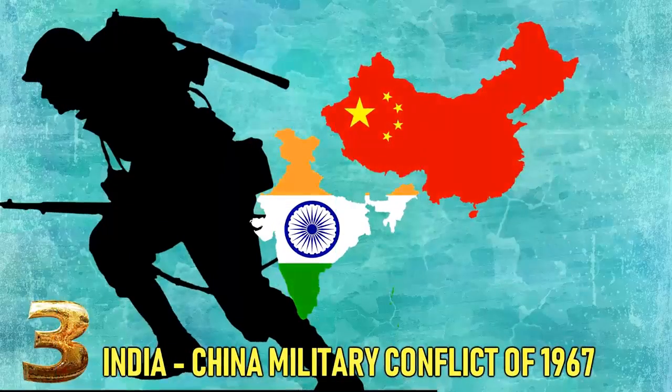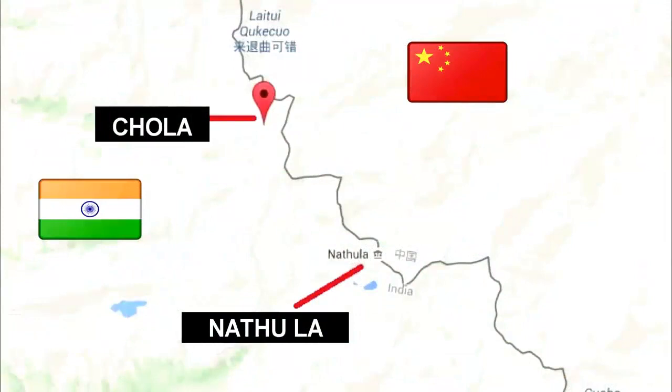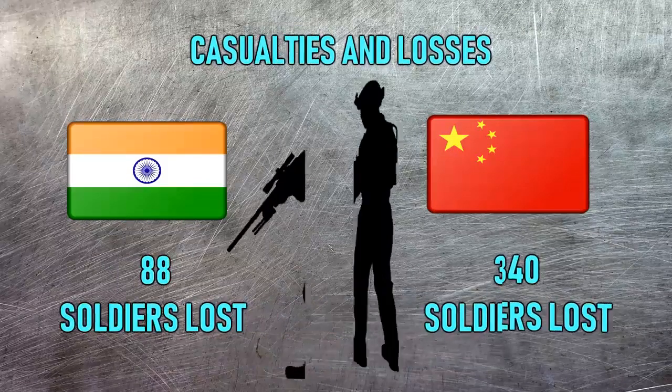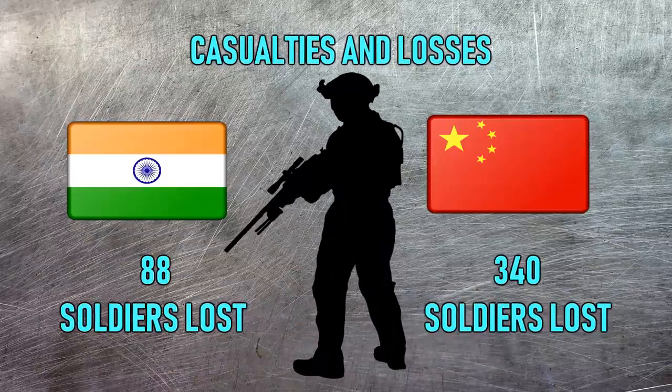Number 3. India-China military conflict of 1967. Well, it was not a war but a conflict. Conflict location: Nathula and Chola on the border between China and Sikkim. Result: Indian victory. China was pushed back from Sikkim. Casualties and losses. India 88 soldiers killed. China 340 soldiers killed.